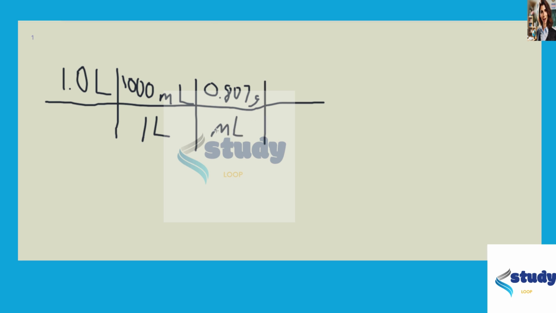And now that we have grams, milliliters have canceled and liters have canceled, we can divide by the molar mass of N2, which is 28.0 grams per mole. And so now our final answer will be in moles, which is equal to 28.82 moles.